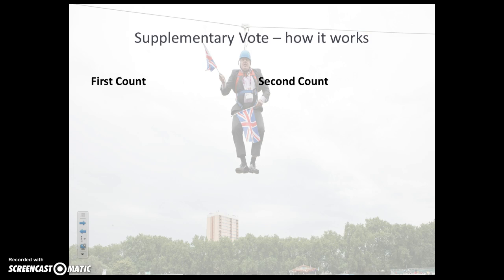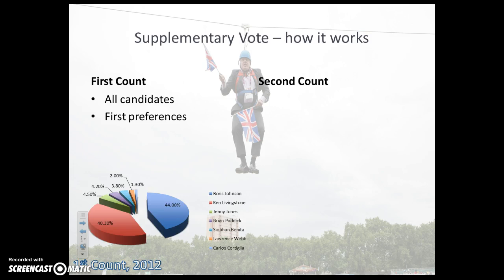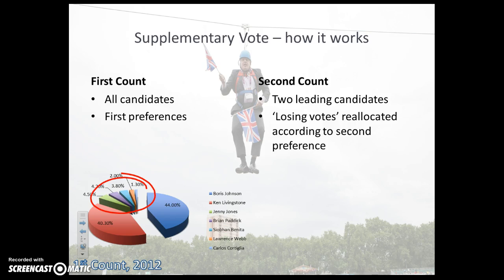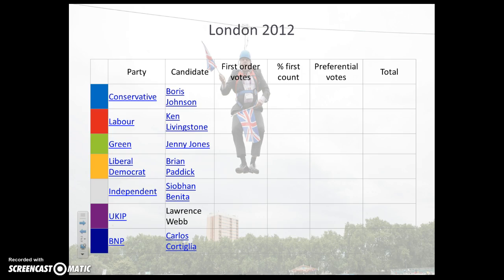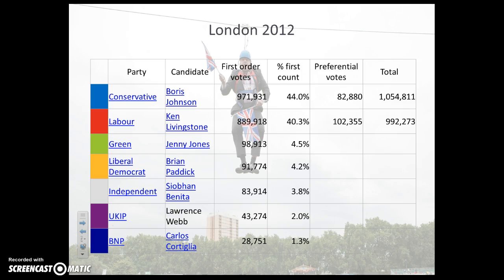When we look at London in 2012, it worked out like this. First candidates, first preferences. Well, quite clearly, no one's got an overall majority, no one's got more than 50%. And so all of these votes here get chucked back into the mix, and they're reallocated on the basis of their second preferences, and that gave us this outcome. So clearly, here we've got a clear winner in the shape of Boris. He's crept over that 50% mark, and hurrah. This is what it looks like in numbers, just really looking at the same data a slightly different way.